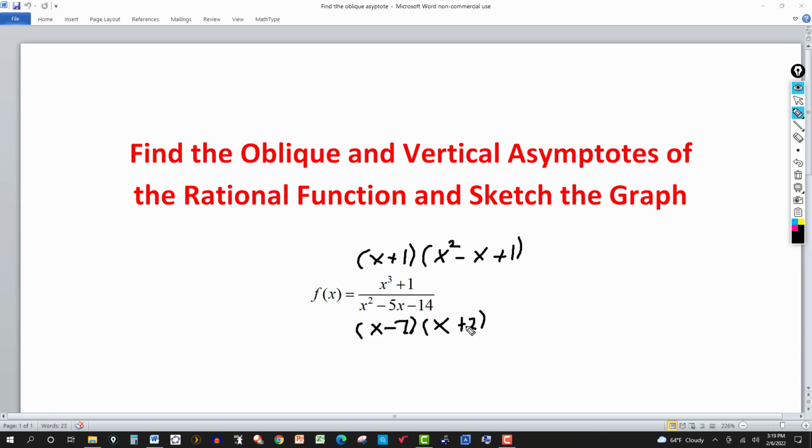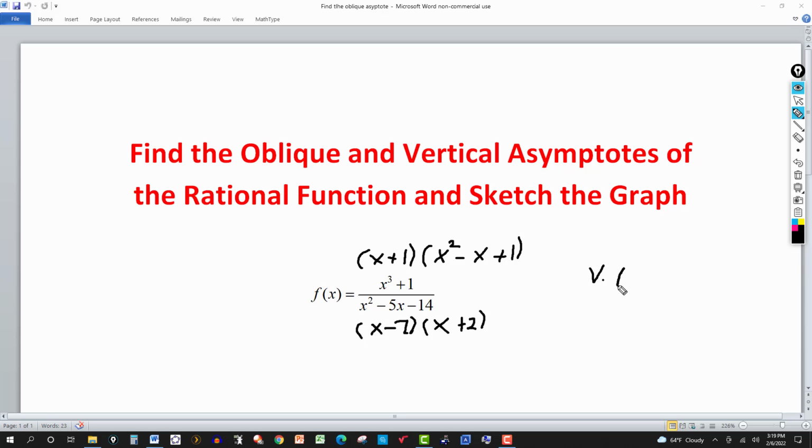So like I said, this one does not have a horizontal asymptote. If the degree of the numerator is less than the degree of the denominator, then you expect to have one horizontal asymptote. Now to find the vertical asymptotes, simply factor the denominator like I have here, and any value that makes the denominator 0, but not the numerator, will give you a vertical asymptote.